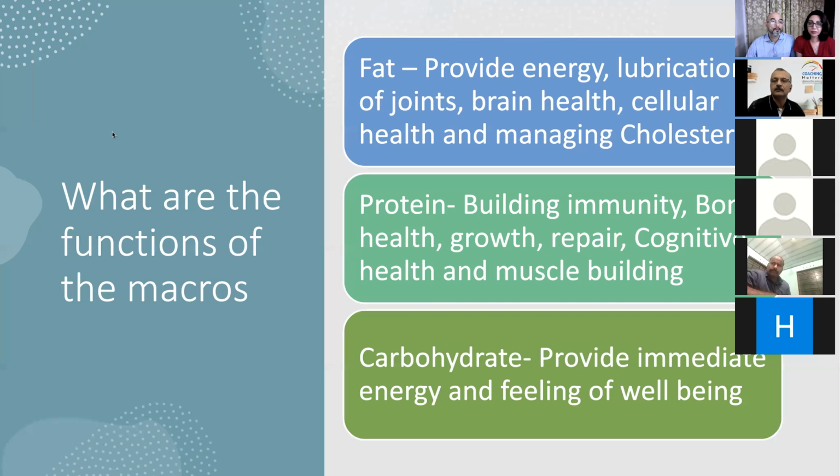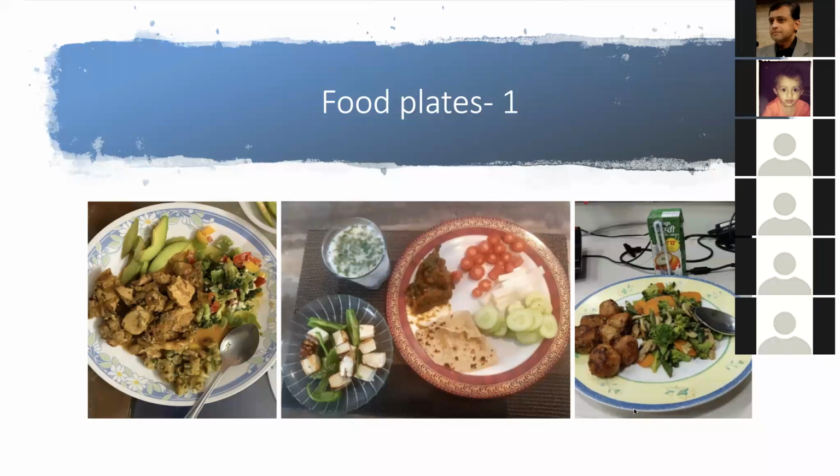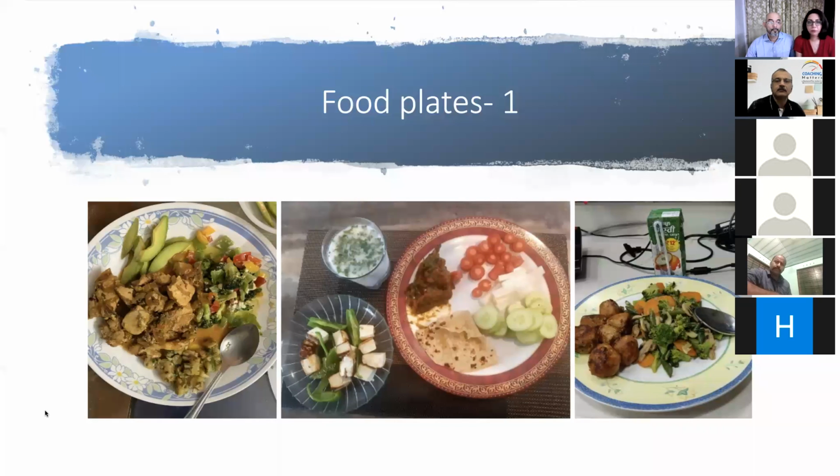Now what we'll do next is have a look at some meal plates, and these are from some books we have taken. Some of them are ideal meal plates, and then we will analyze them. This first set of plates is a balanced meal plate. I wouldn't say ideal or optimum, but balanced. This can help you get an idea of how we should have our meals.